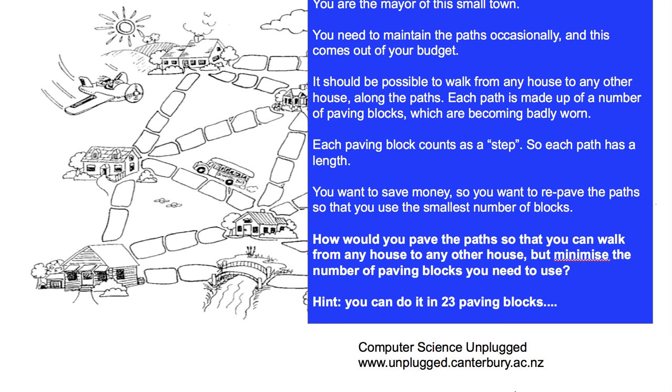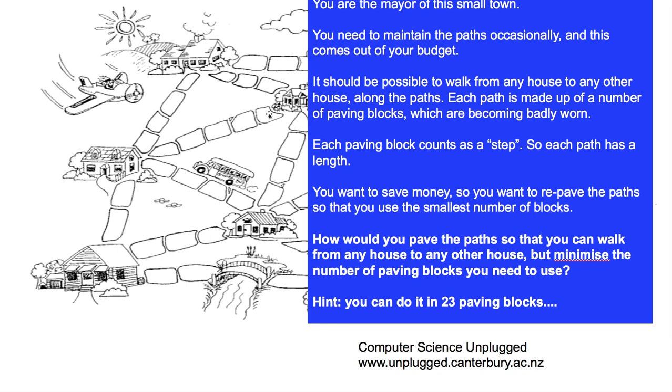Now, you're in charge of resurfacing the paths, and you've pulled up all of the paving blocks ahead of this resurfacing, but you want to spend the least amount of money as each block is quite expensive. So each of the blocks shown is on the diagram, and each block counts as a step. So each connection between two houses has a length, which is the number of blocks. So here we have 2 blocks, so that's of length 2. Here we have 3. Here we have 1, 2, 3, 4, 5, and so on.